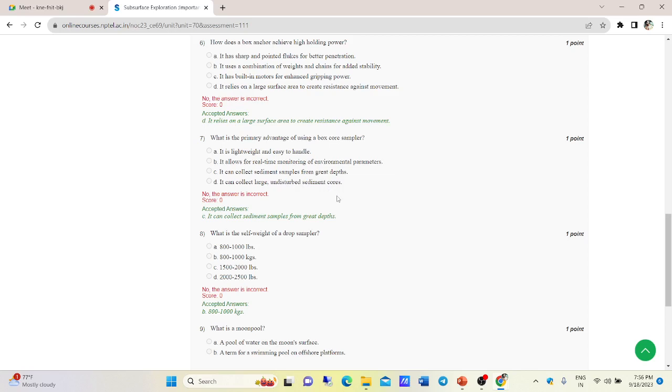Because in the box core, what I said in the last session was that in the box samplers, the samples we obtain are relatively less disturbed than the grab samples, so that they can be used for determining index properties like density and moisture content, and also the strength properties from the lab investigations. So greater depth can be reached with the box core sampler. So the correct answer will be C only.